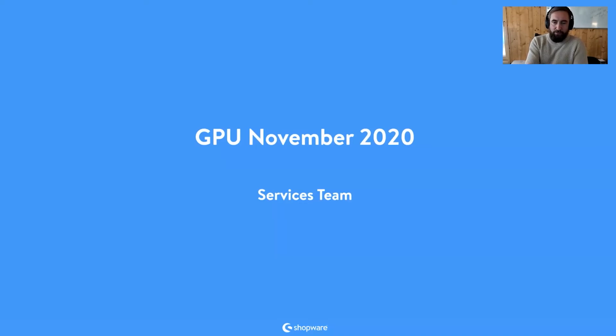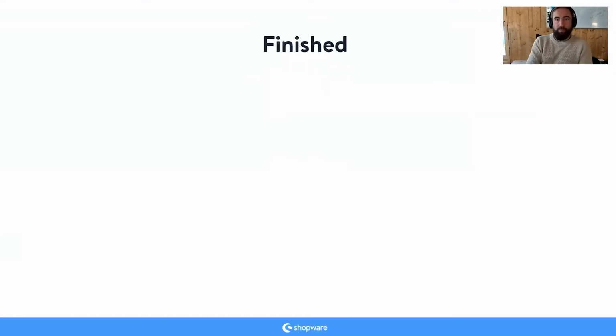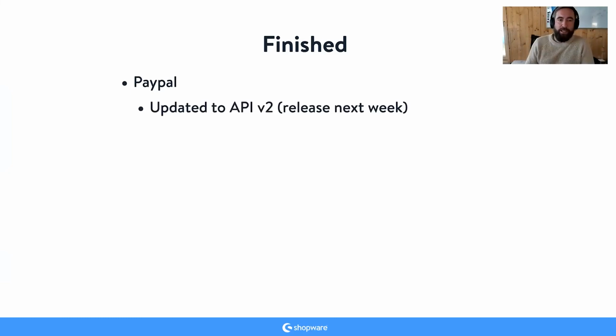I also have some updates for the services team, what happened there in the last time. What was finished in the last month or last 2 months. I think last time I wasn't part of the GPU. So what was finished? Of course, PayPal, we are always working on the PayPal topic, and we updated the whole PayPal to API version 2, and the release of this will be next week.